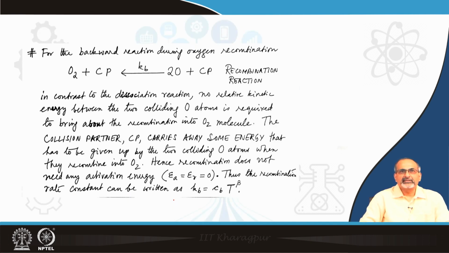For the backward reaction, which is essentially a recombination reaction, no relative kinetic energy between the two colliding oxygen atoms is required to bring about the recombination into the molecular form. The collision partner rather carries away some energy that is given by the two colliding oxygen atoms when they are recombining into O2. Hence, the recombination does not need any activation energy, and therefore, the functional form simplifies.